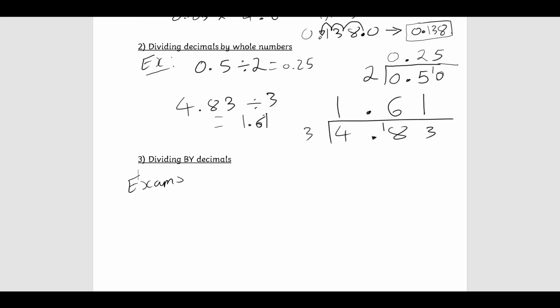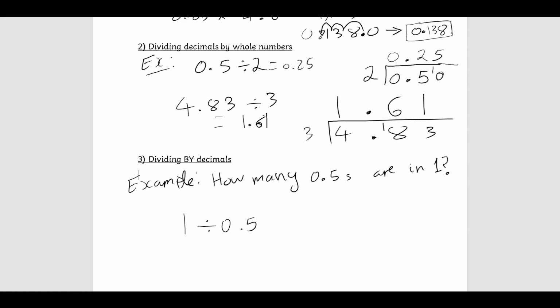how many 0.5s are in 1? Because when we divide by something, we are asking how many lots of it. So if I divide, say, 5 by something, I'm asking how many somethings are in 5. So if I say how many 0.5s are in 1, I'm really doing this calculation, 1 divided by 0.5.